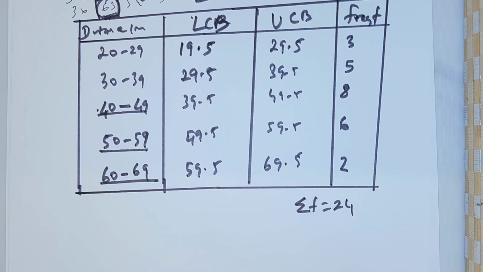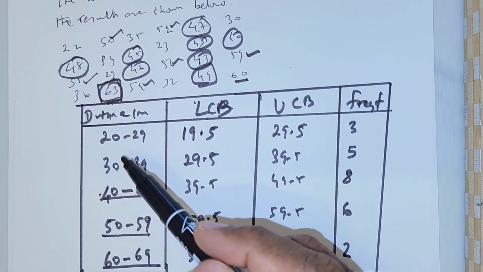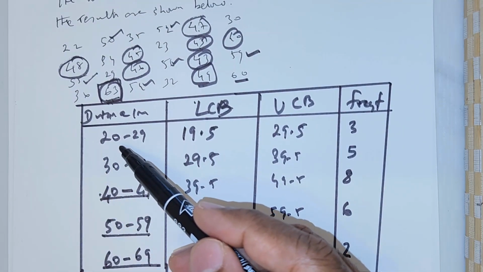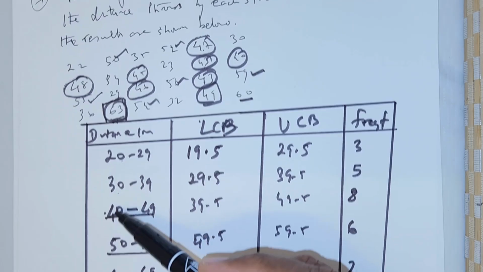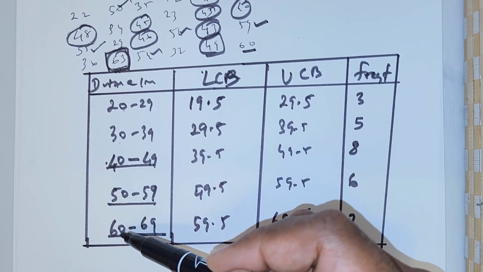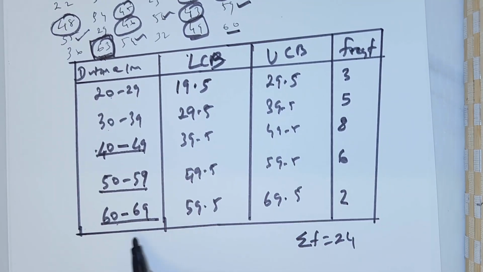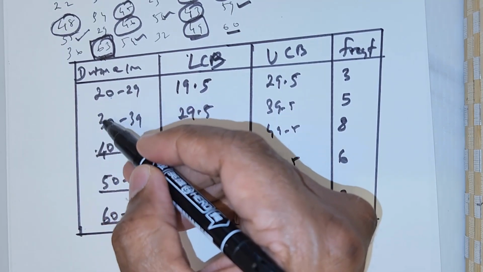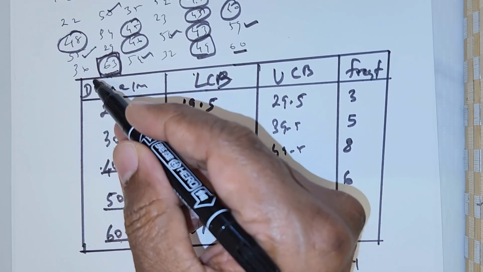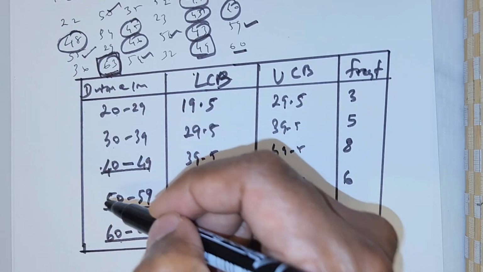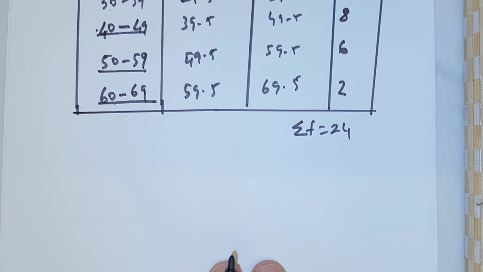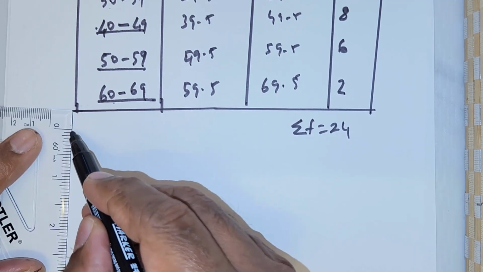Now they are asking us to draw the histogram. So for the histogram, what we have to do is we will have to have 20, 30, 40, 50, 60 and one more interval, that is the end point will be 70. So 20, 30, 40, 50, 60. So these will be the boundary points when we are drawing the histogram. So that's exactly what we're going to do.